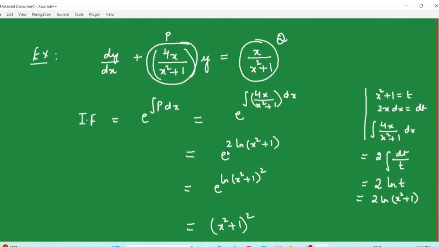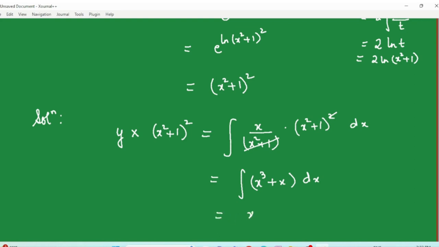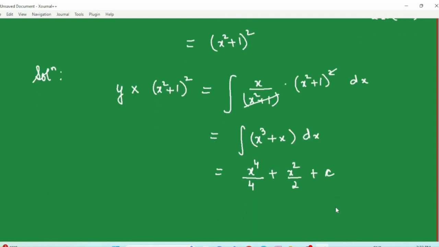Let's see what is q. Q is x upon x square plus 1. So it's x upon x square plus 1 into the integrating factor. You can see that this cancels with this and we are left with the integral of x cube plus x, which is easy to integrate. Powers are very easy to integrate. It's x to the power 4 by 4 plus x square by 2, and of course you do have a constant of integration attached to it in the end.